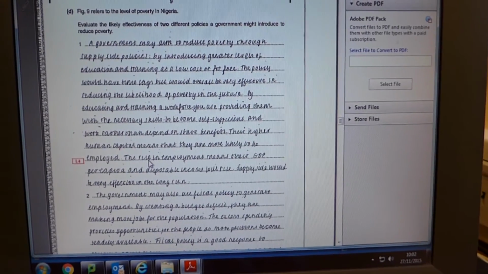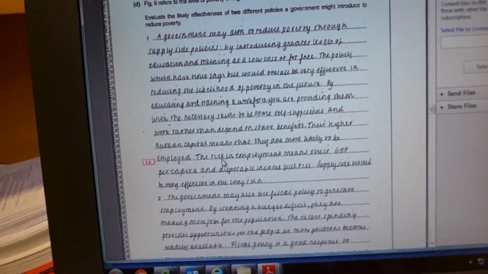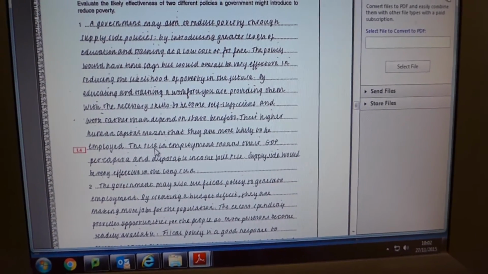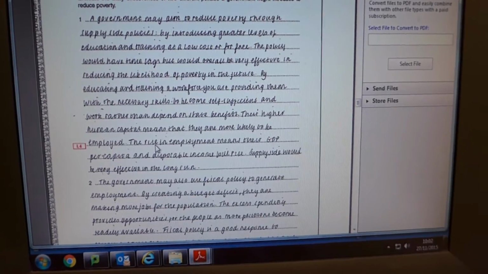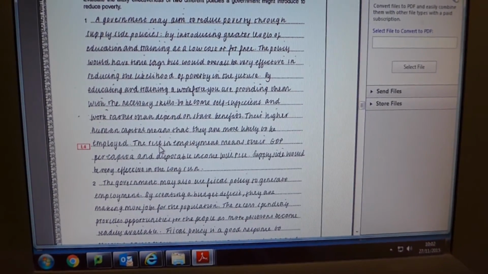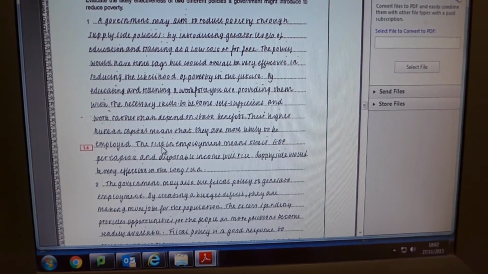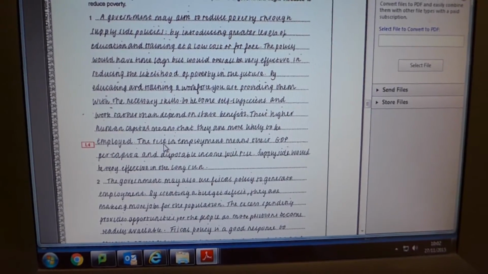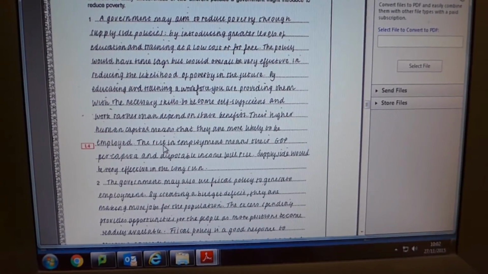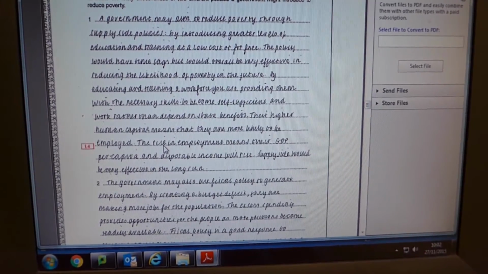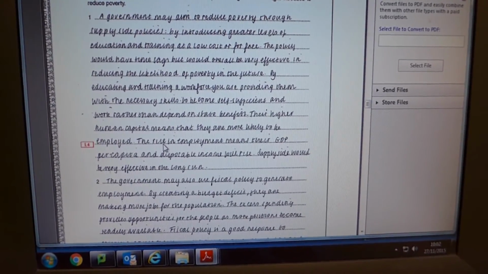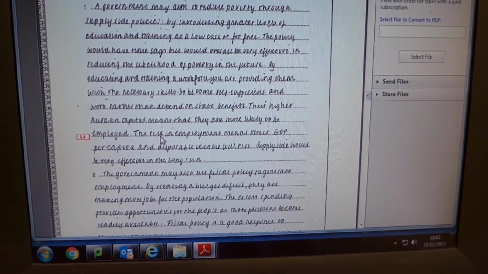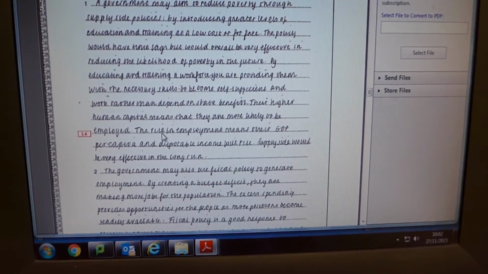Okay, figure 9. Poverty level, policies to reduce poverty. You struggled with this, my class, you struggled. Let's see what this A-star candidate's written. A government may aim to reduce poverty through supply-side policies by introducing greater levels of education and training. The policies would have time lags, but would overall be very effective in reducing the likelihood of poverty in the future. By educating and training a workforce, you're providing them with the necessary skills to become self-sufficient and work rather than depend on state benefits.